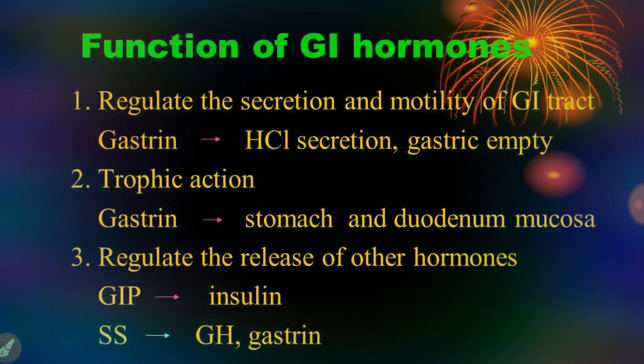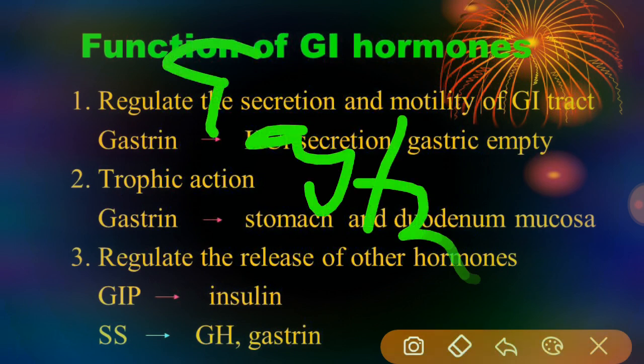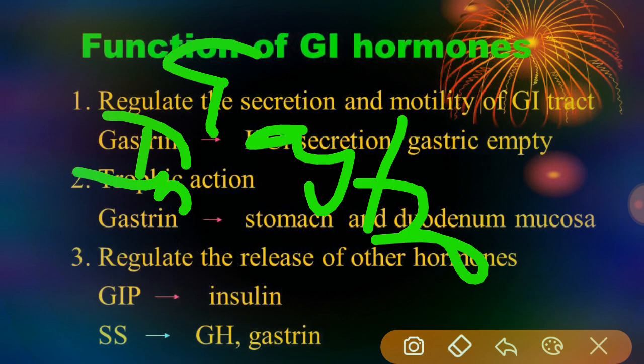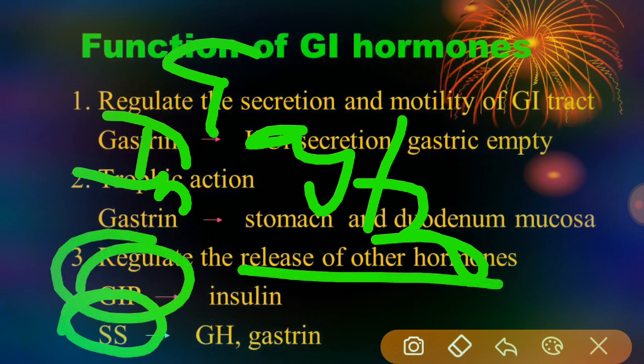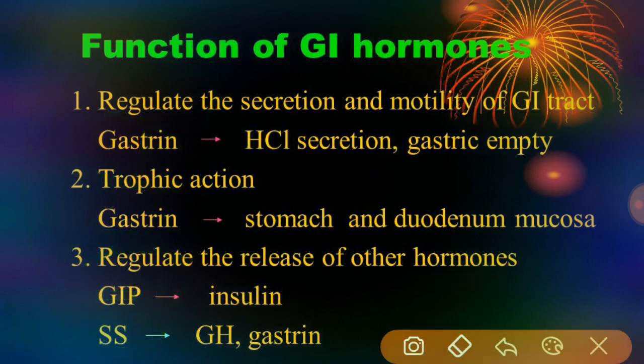The third function of the GI hormones is that they regulate the release of other hormones, namely GIP, which is gastrointestinal polypeptide, and SS, which means somatostatin. Gastrointestinal polypeptide releases insulin, and somatostatin inhibits the release of growth hormone. Along with that, it is also releasing gastrin. Okay, got it?